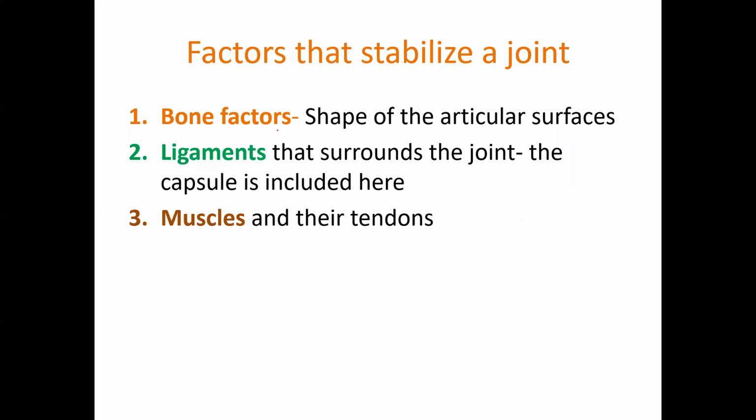And then the ligaments are the ones that surround the joint, and the capsule is also included in the ligament. Some books describe the capsule as a capsular ligament, right? And then, of course, muscles and their tendons, which tend to contract and keep the two bony ends close together. Okay, so these are the three factors that stabilize a joint: bony factors, ligamentous factors, and muscular factors.